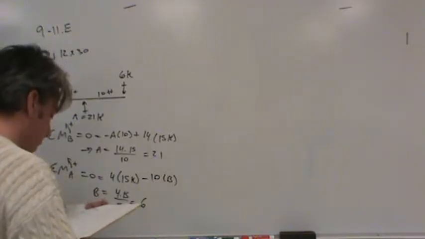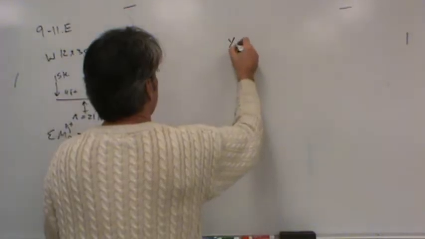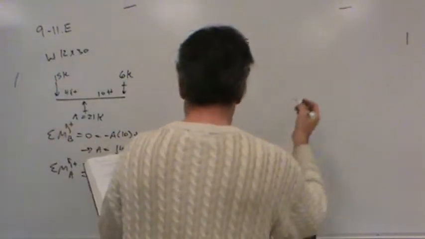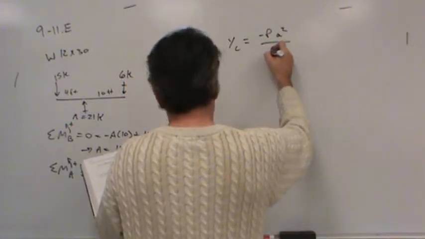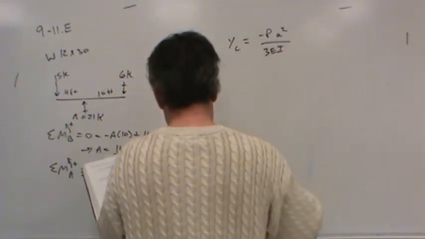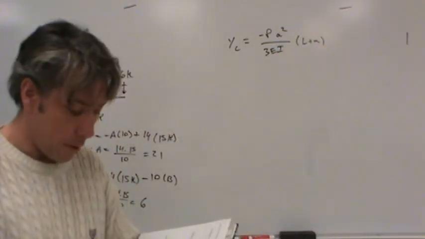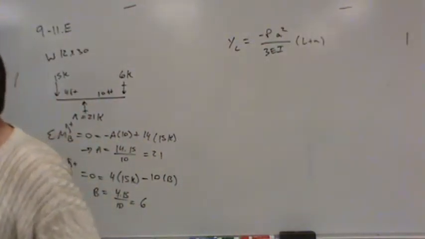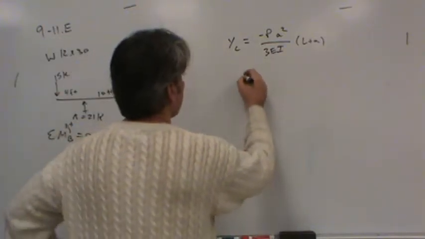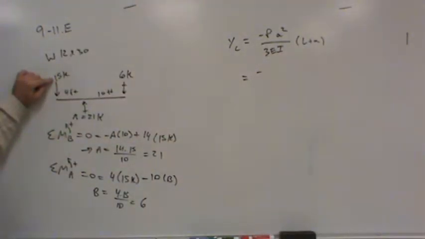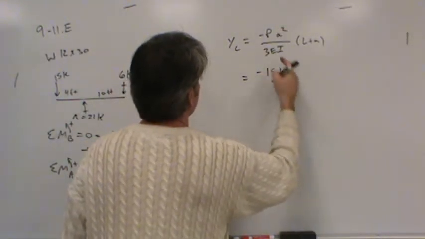All right, so let's do it. At the end of the overhang, the deflection Y sub C is equal to negative P, A squared divided by 3EI times L plus A. All right, so shouldn't be too bad. All you have to do is plug in numbers. Well, let's see. Negative P, what is P? Well, P is this load. It's this 15 kip.